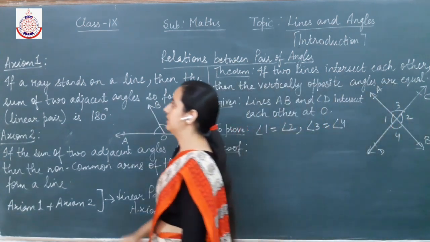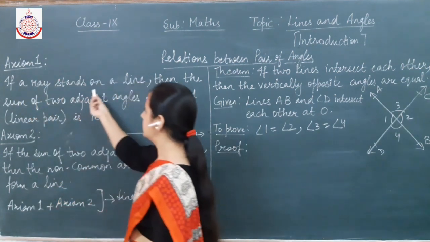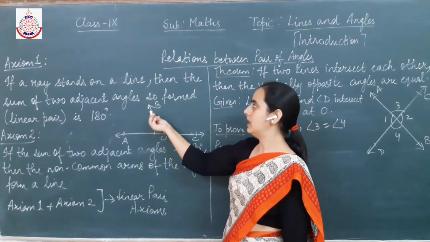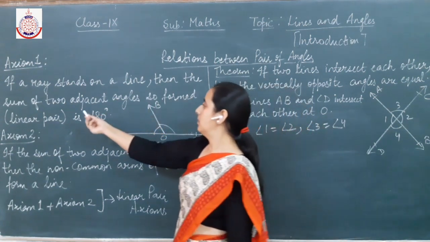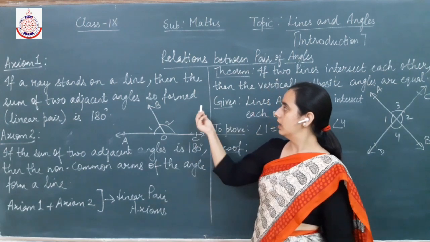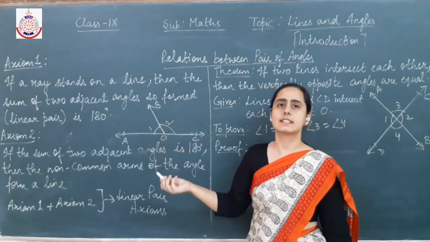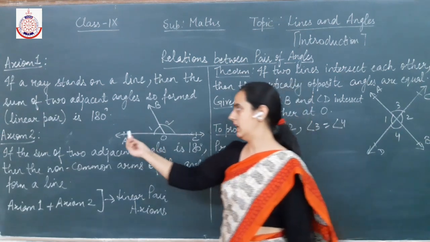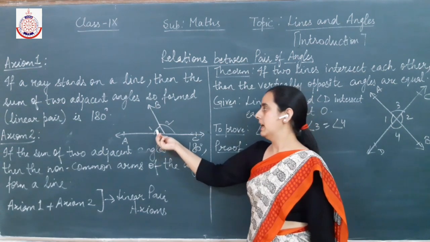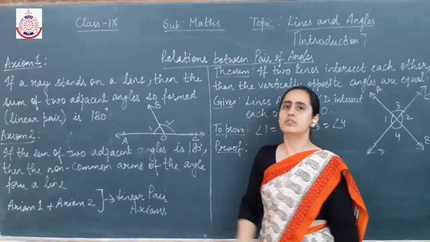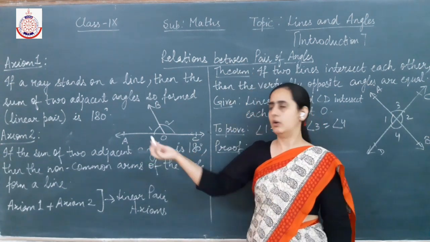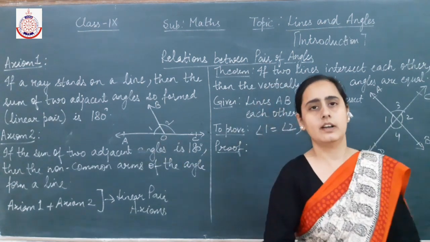Now let us discuss. First axiom says, if a ray stands on a line, now you can see I have taken a line AC and ray OB is standing on this, then the sum of two adjacent angles, now these are two adjacent angles, suppose angle 1 and 2, their sum will be 180 degrees. This is the result of axiom 1. We are saying if a straight line is given to us and a ray is standing on it, then the result is 1 plus 2 will be equal to 180 degrees. But the given condition was that AOC should be a straight line.